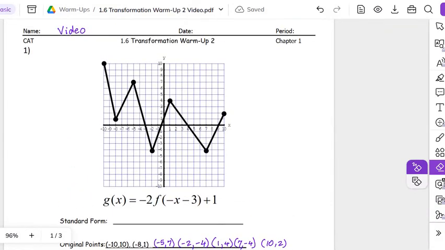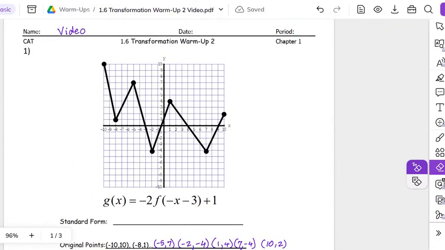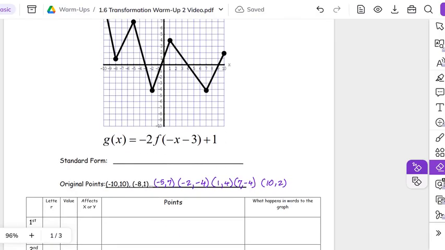Really helpful, and they will help you a lot with graphing. And so what we have here is a transformation of a piecewise function. The piecewise function consists of 1, 2, 3, 4, 5, 6 different lines that have been connected together, and therefore it's a piecewise function.